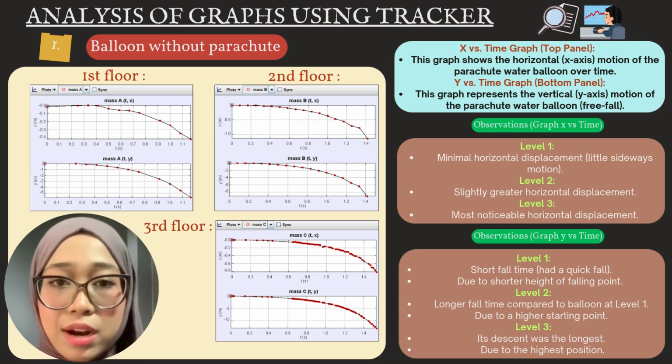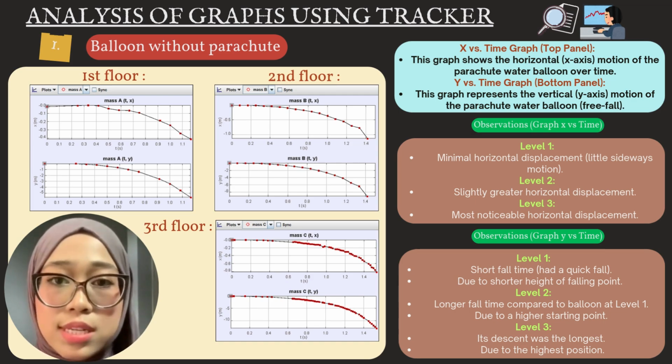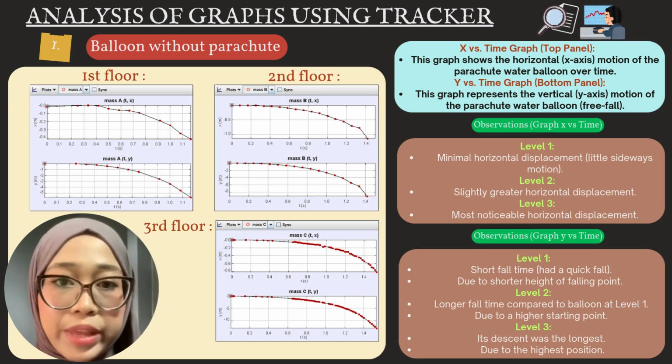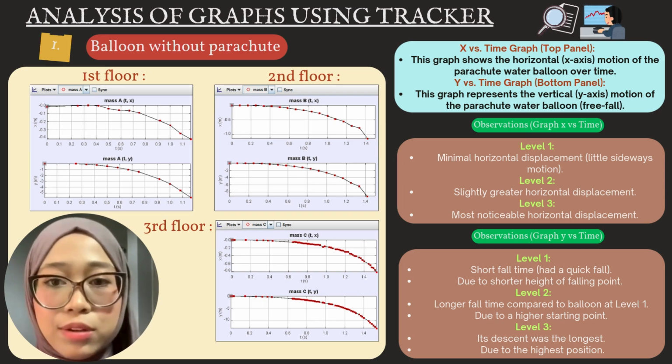As we can see, there are two different graphs. At the top panel, the X versus time graph. This graph shows the horizontal x-axis motion of the water balloon over time. At the bottom panel, the Y versus time graph, this graph represents the vertical y-axis motion of the water balloon, which was the free fall itself.